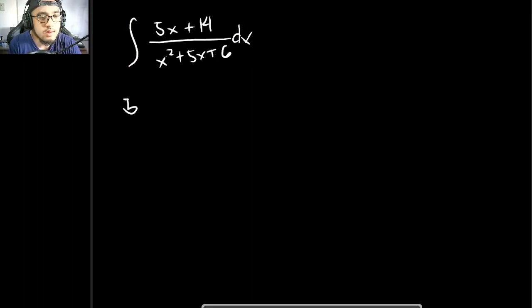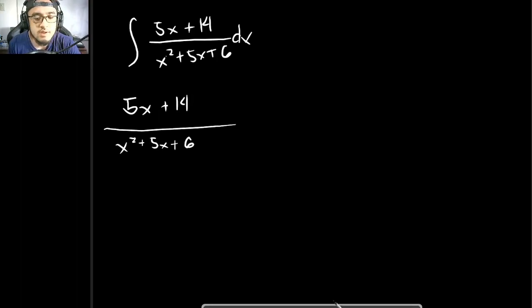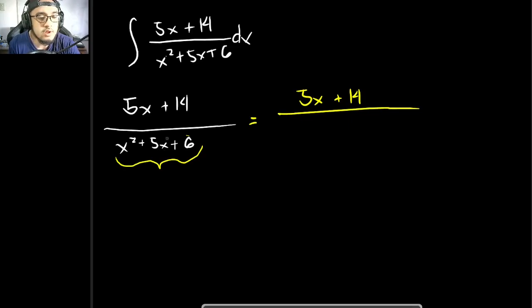So 5x plus 14 divided by x squared plus 5x plus 6. So once again, I am just focusing on the integrand part just for me not to get confused. So there. And what I am to do next is to get the factors of the denominator. So this is now equal to 5x plus 14 divided by, so what would be the factors of this quadratic equation right here?